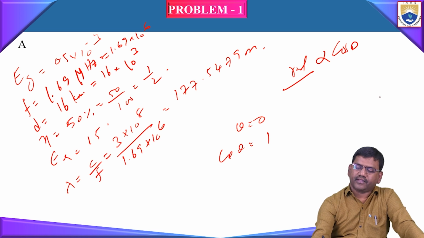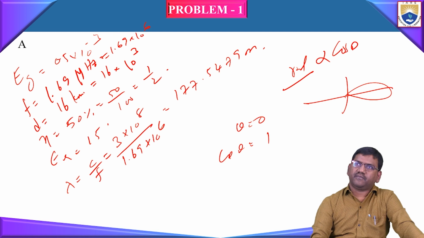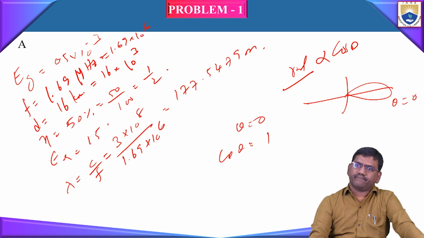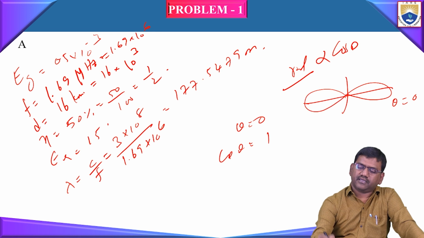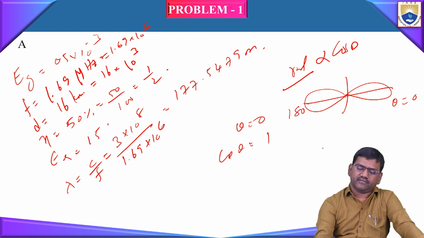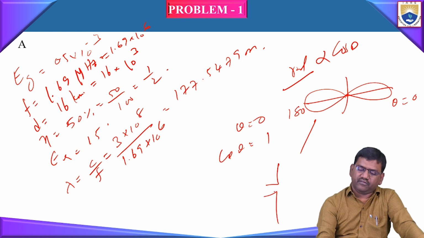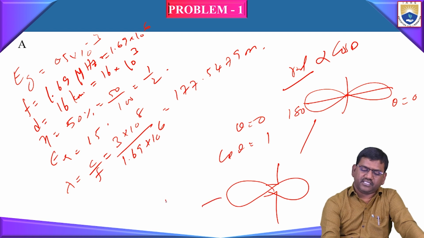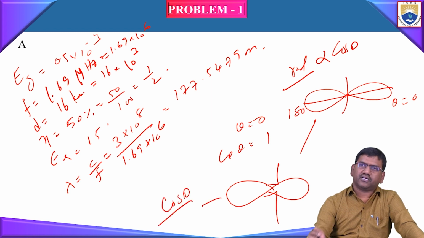So here the radiation pattern is maximum along 0 degrees, so theta is equal to 0. Similarly, in 180. So we get this type of radiation pattern when the antenna is vertical. When the antenna is vertical, you will get a radiation pattern like this. So for this radiation pattern, the function we can assume is cos theta.